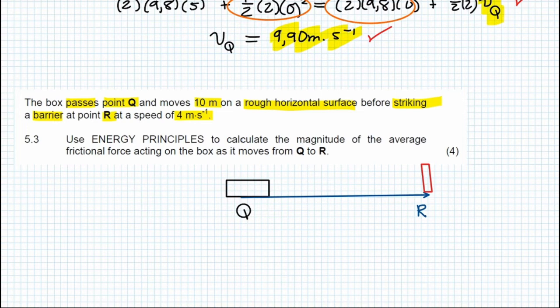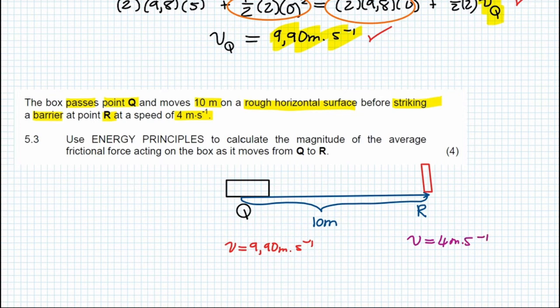We know that at position Q, the speed of this box, which we calculated, is 9.90 meters per second. They have now given us new information. Firstly, we know that the distance between points Q and R is 10 meters, so we're going to fill that in. Secondly, we know that when the box gets to position R, it will have a speed of 4 meters per second.